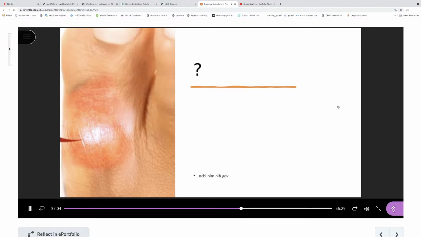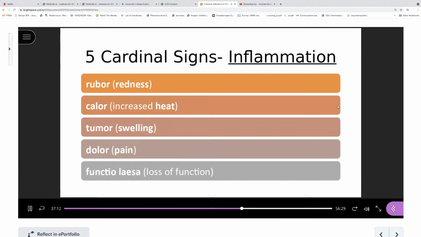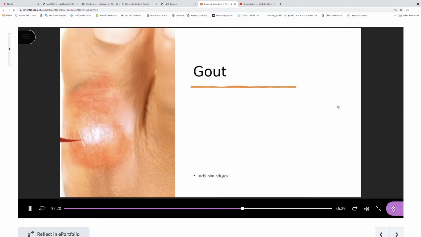So here we have something in the toe, the first metatarsophalangeal joint. It's red, hot and swollen. So is this infection? We're certainly ticking the box for the 5 cardinal signs of inflammation. But as we said before, inflammation does not equal infection. So in this case, this patient has gout, which is not an infection.